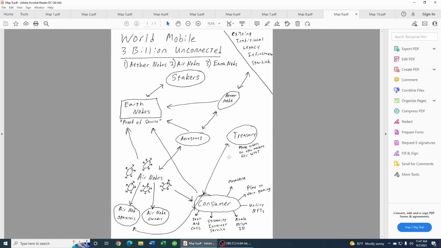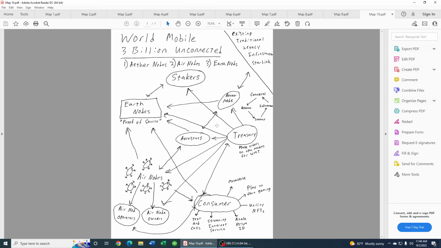And then this is what I think is one of the most important parts. When the consumer pays for services, they're paying in their local currency, and then that money goes to the treasury. The treasury pays the air node operator in their local currency, and then places orders on the open market for World Mobile token. So the treasury is taking that revenue and putting open buy orders on the market, and that is going to cause constant buying pressure, right, for World Mobile token. And then lastly, the treasury disperses the World Mobile token to all the players in the shared economy that are participating in running the telecom infrastructure.